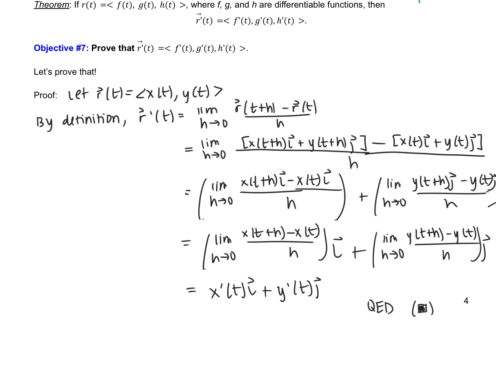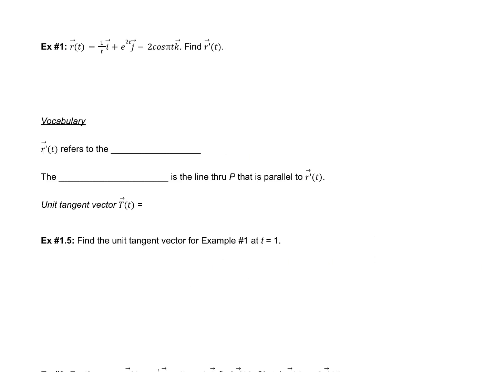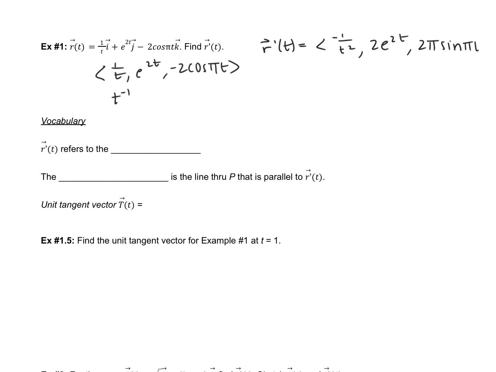Okay, so let's see this in use. Example 1, we have r of t, and we are finding r prime of t. Okay, so our individual functions are 1 over t, e to the 2t, and negative 2 cosine of pi t. So then, our r prime of t: 1 over t, remember that's t to the negative 1, so I'm going to get negative 1 over t squared, and then I'm going to get 2e to the 2t, and then I'm going to get 2 pi sine of pi t. So there we go.